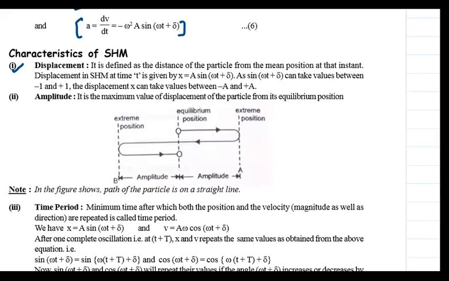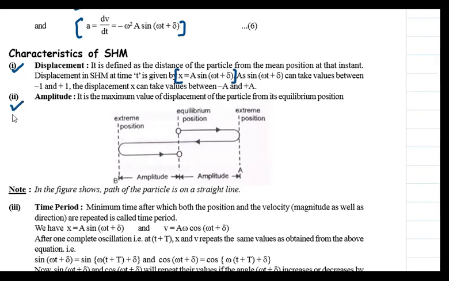Tell me, what is the displacement? Displacement is basically the position of any object which is doing SHM, from its mean position. Distance from mean position, very good, at any given time. That is your displacement. So when you talk about this, x is equal to a sine omega t plus delta, or a sine omega t plus phi, is your position.